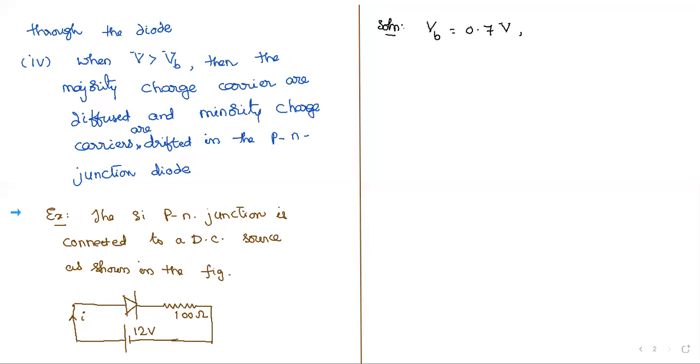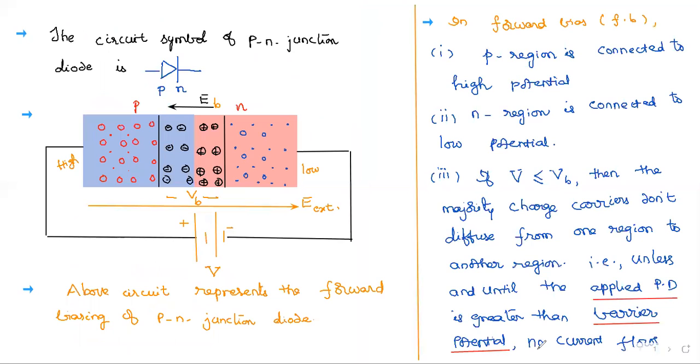Sir, 12 minus 0.7. Minus 0.7 or plus 0.7? Minus, sir, opposite direction. Right, good. So it opposes. Yes, sir. Am I right? Right, okay, good.